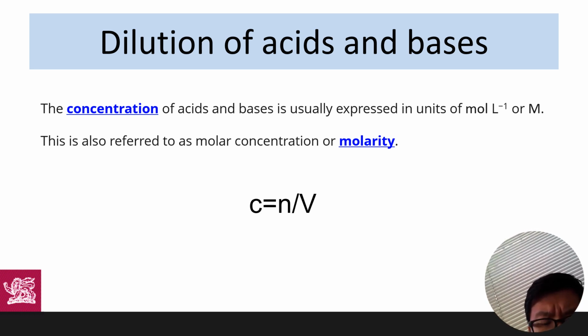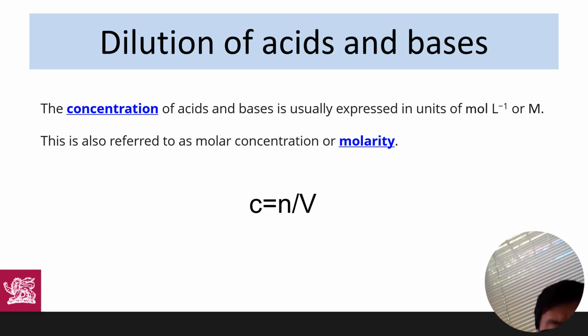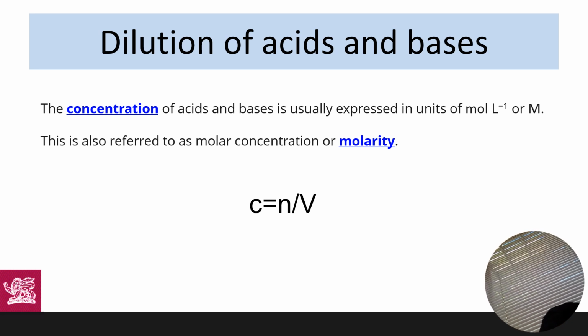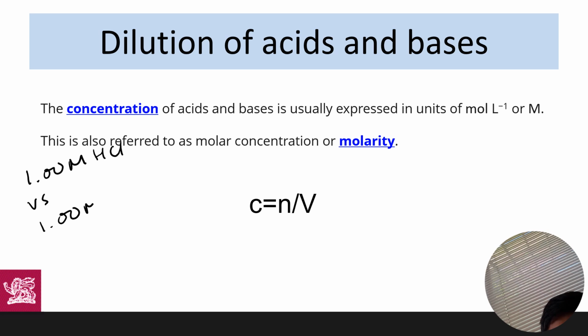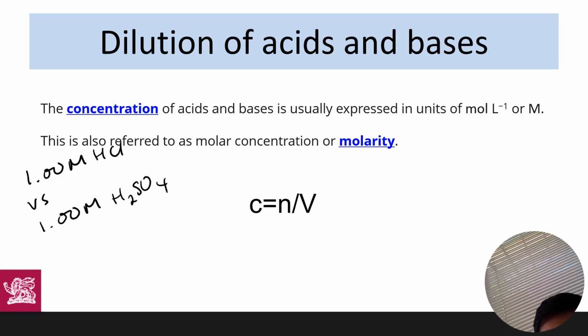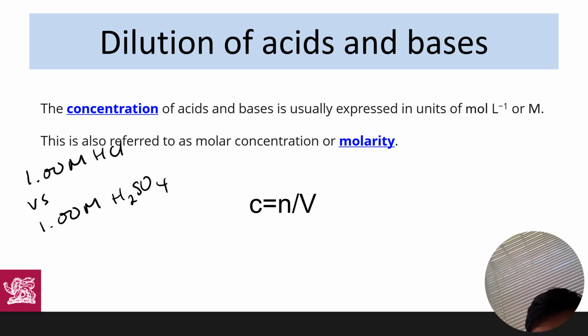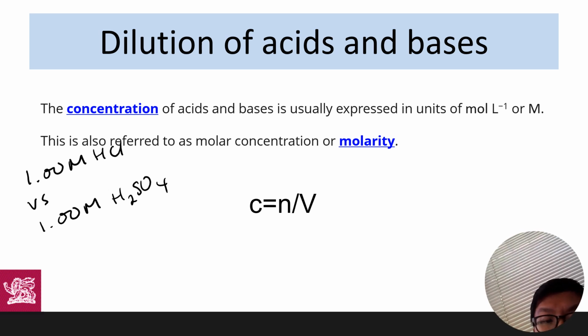So, not starting this dilution slide yet, but if you had 1 mole per liter concentration of HCl versus the same concentration of a diprotic acid, both of them strong, then which one would be the stronger acid?